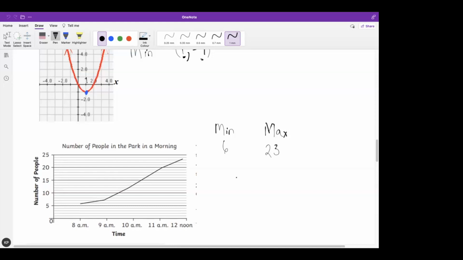Let's see if you guys know how to read graphs. How many people were in the park at 9 a.m.? I'm just making sure everyone knows how to read this graph. How many people were in the park at 9 a.m.? Okay, let's see. That would be 7 people. Wonderful. So at 9 a.m., there were 7 people at the park.